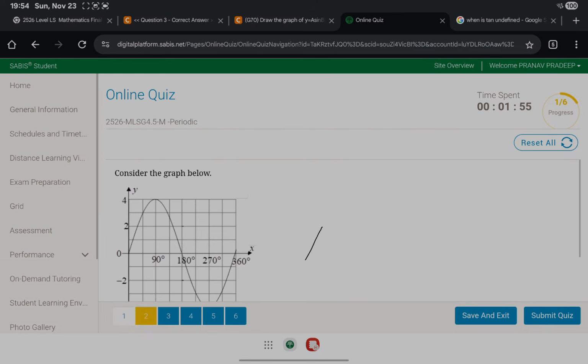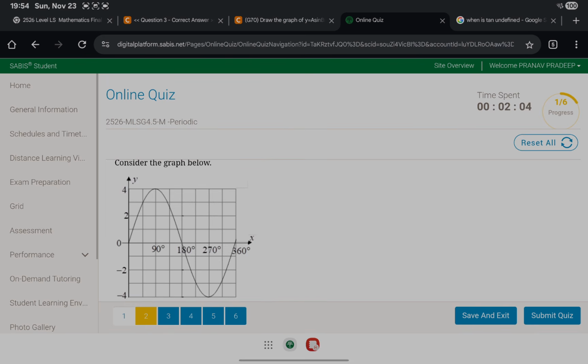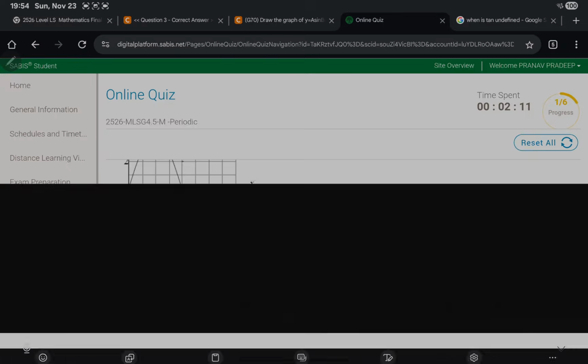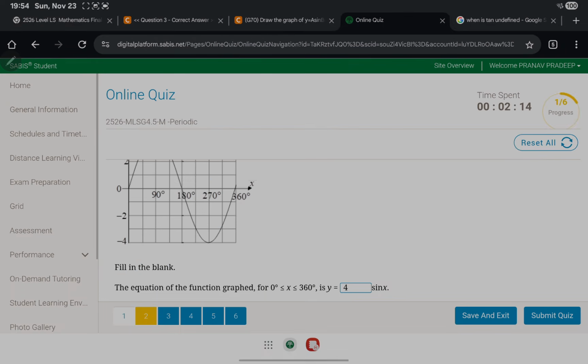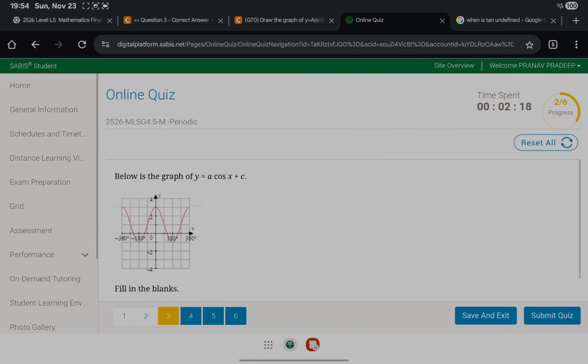Let's go further. Okay, consider the graph below. Okay, the equation of the function graph again. Here we find the value that's at the highest and the least, so it's going to be 4. Okay, here below is the graph of y equals a cos x plus c. So it's a cos function, so every value is cos of a number.